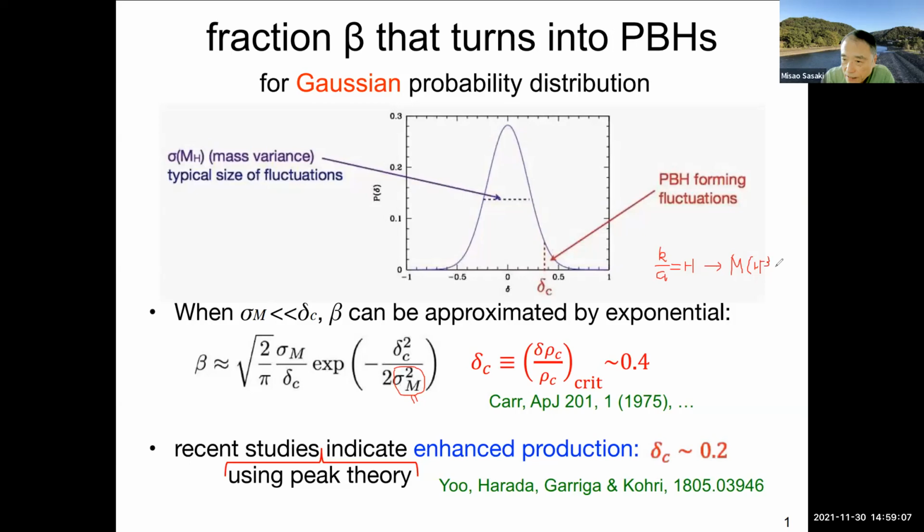And so this K is directly related to this M. And so this is essentially P of K, but given in terms of the mass scale, because we want to consider the mass. By the way, this will be the primary black hole mass.